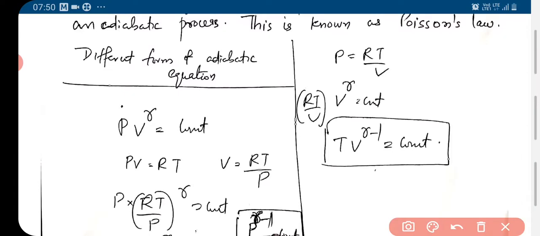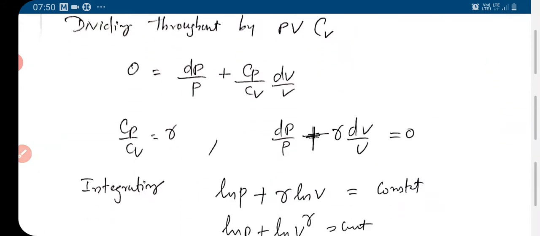Also P equals RT by V, and for pressure we substitute RT by V. Then we get T V to the power gamma minus 1 is a constant. So these are the different forms of the adiabatic equation.